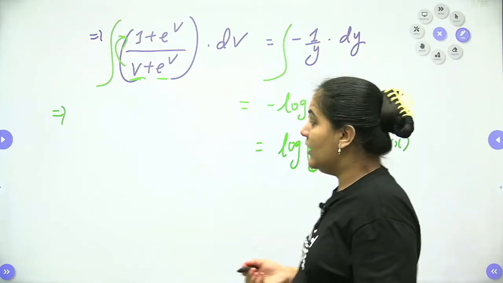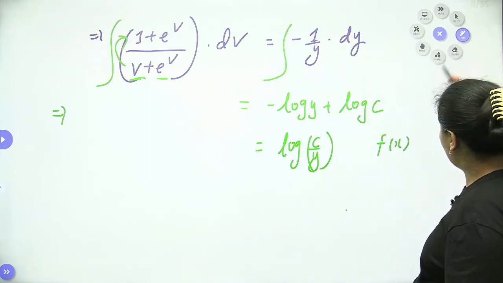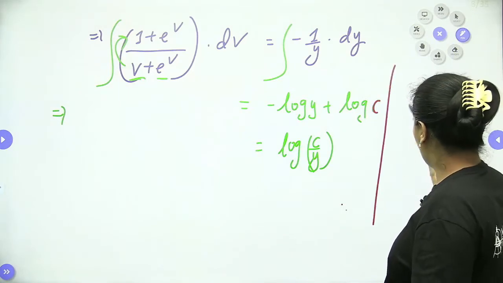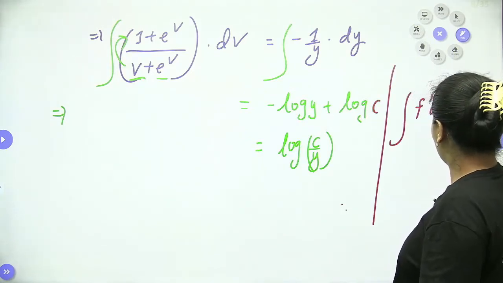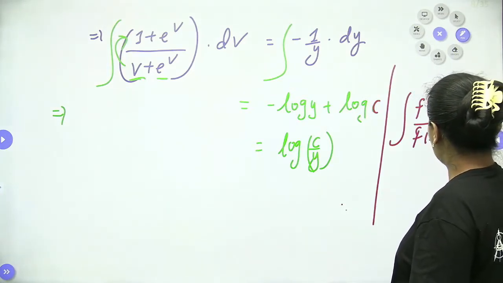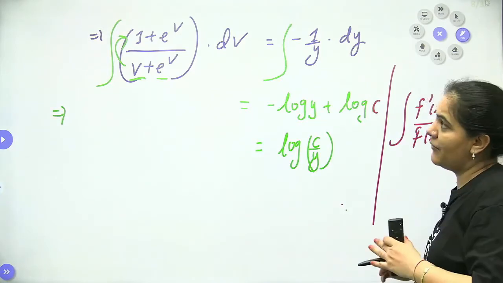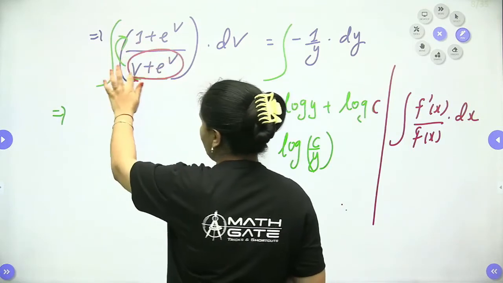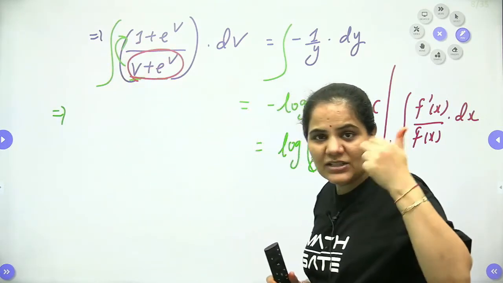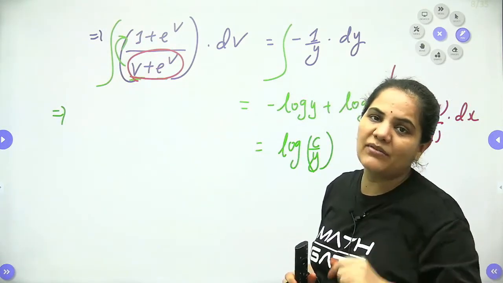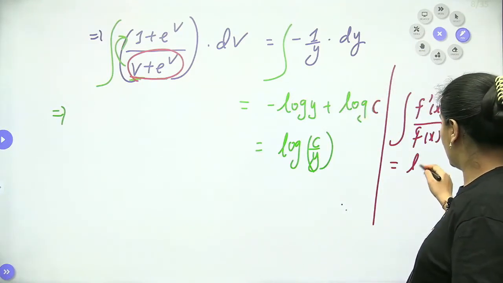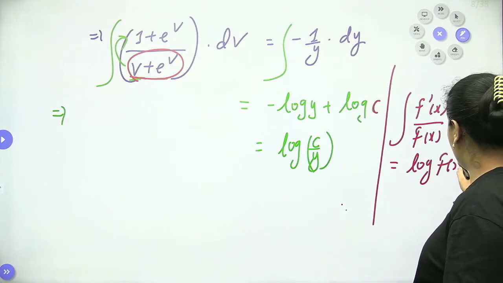Yes, exactly. So you can say it is nothing but the form of f dash x by f(x). It is nothing but the form of f dash x by f(x), where your f(x) is in the denominator. You can see v plus e power v. When you differentiate this one, you will get 1 plus e power v, which is in your numerator only, right? So the result will be log of f(x) always, right?